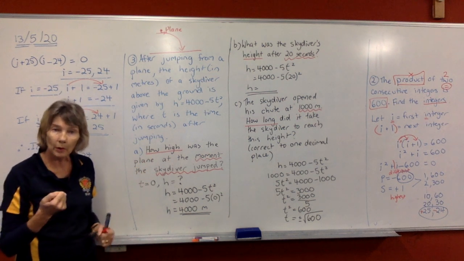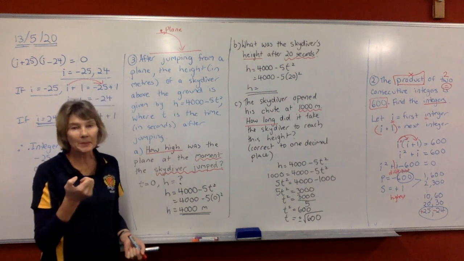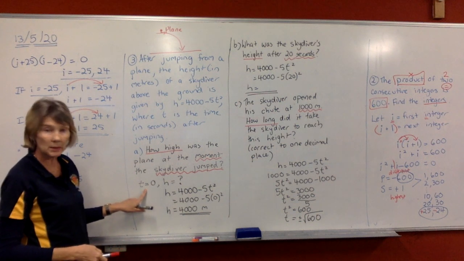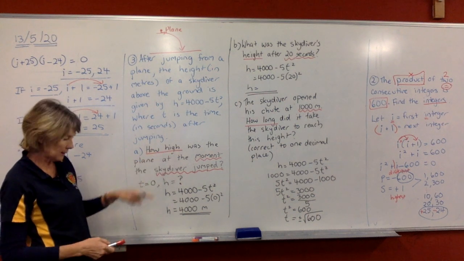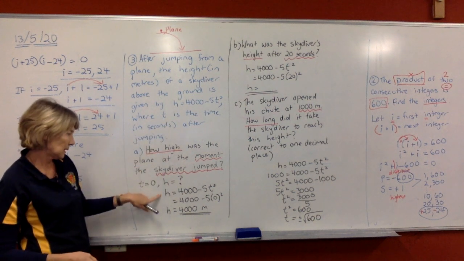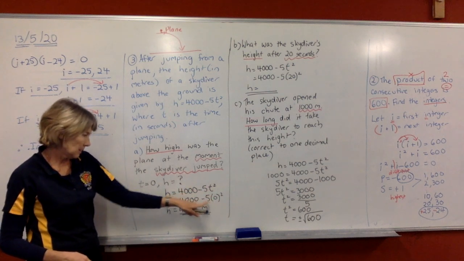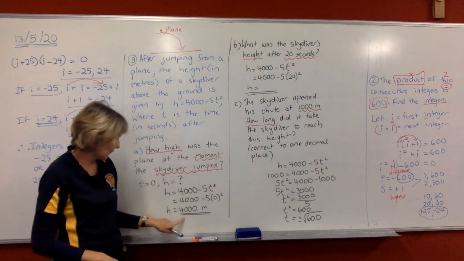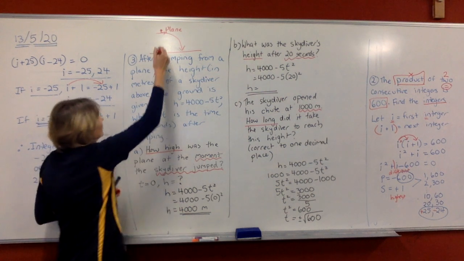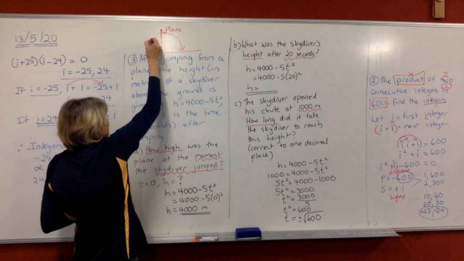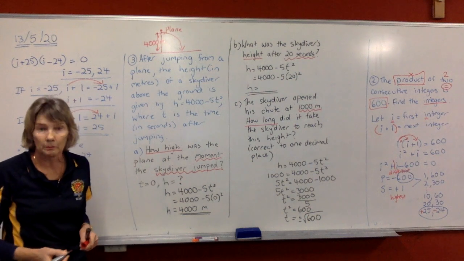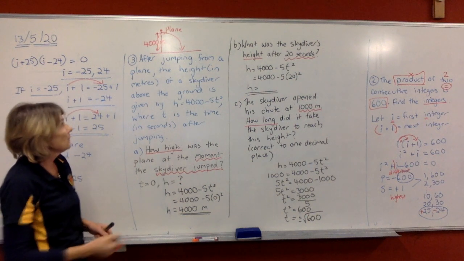Well, if we start the stopwatch when he jumps, time is 0 then, because that's when you're starting the watch. So we know that t equals 0 for that, and we're finding how high, so we're finding the height. So we're going to write down the equation they've given us, and we're going to put that 0 in, and if you use your calculator there, or just work it out yourself, you'll get the height is 4,000 metres. So in other words, when he jumped out of the plane, the plane was 4,000 metres above the ground, and the time is 0.